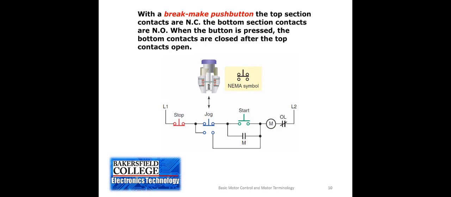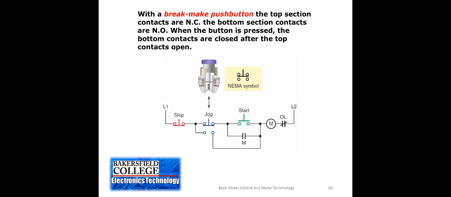Now, jog is a technical term that means we're going to operate the motor for a short amount of time. Maybe we want to move a conveyor belt a little bit and allow the product to move a couple feet down the conveyor belt, and that's it. We don't want a continuous operation of the motor. We would consider that as jog or jogging.